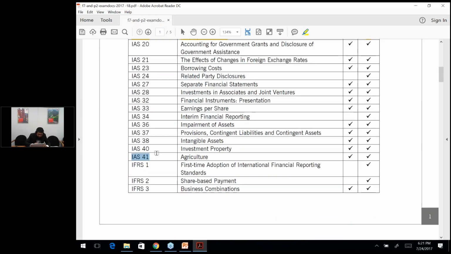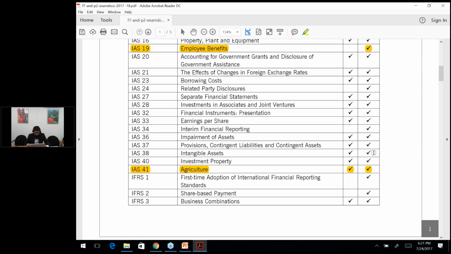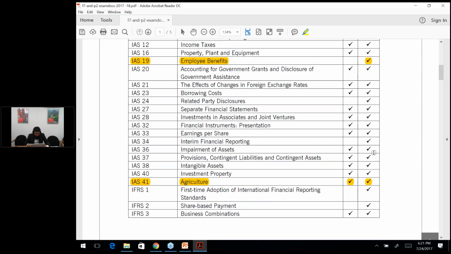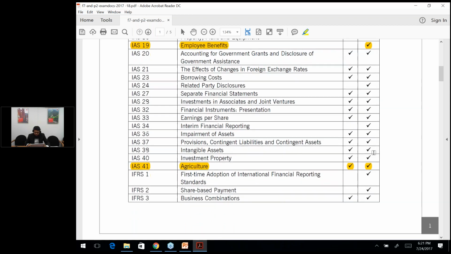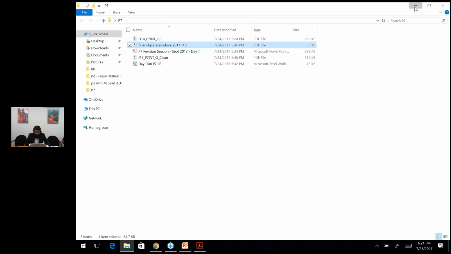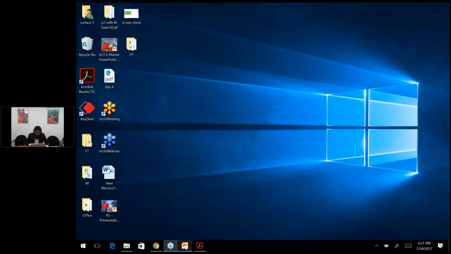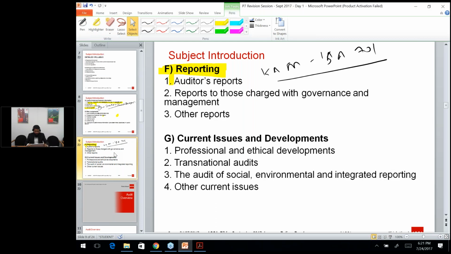IAS 41 is an area which generally the students of P7 don't know much about. The examiner hasn't actually focused upon IAS 41 during his P7 exam much, but he can actually focus upon it. So you could probably look into IAS 41 also. Okay, so we move forward. I talked about the various accounting standards that are examinable. Now let's move forward and discuss further.